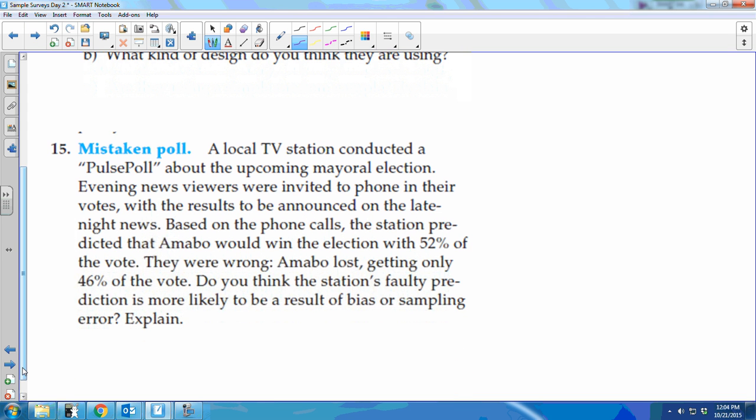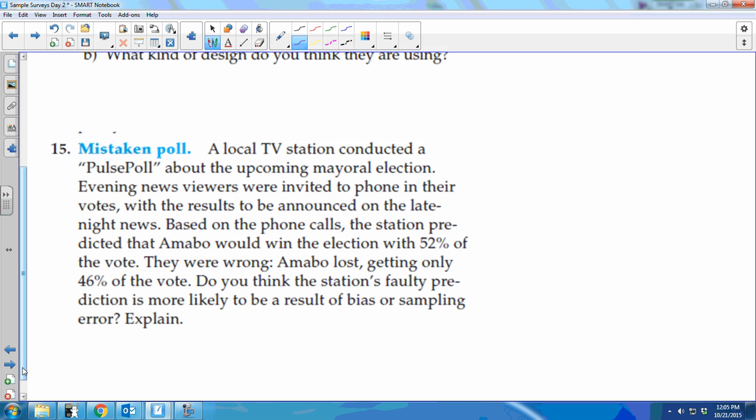A local TV station conducted a pulse poll about the upcoming mayoral election. Evening news viewers were invited to phone in their votes, with the results to be announced on the late night news. Based on the phone calls, the station predicted that Amabo would win the election with 52% of the vote. They were wrong. Amabo lost, getting only 46% of the vote. Do you think the station's faulty prediction is more likely to be a result of bias or sampling error?